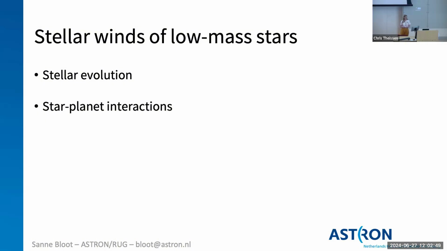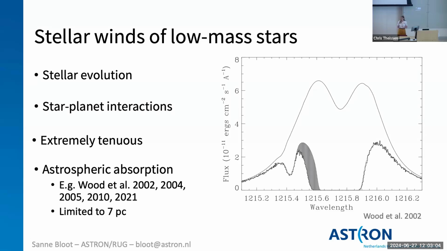So I'm specifically interested in low mass stars, and for low mass stars, their winds are extremely tenuous and very difficult to measure because their winds are also very low mass. The way that this has traditionally been measured mostly has been using atmospheric absorption, the Lyman alpha lines. That would be, for example, something like this, where we have absorption from, this is one of the absorption lines in the spectrum.